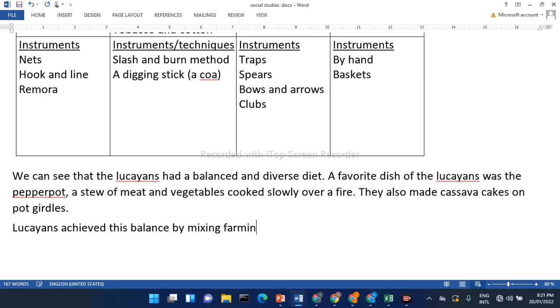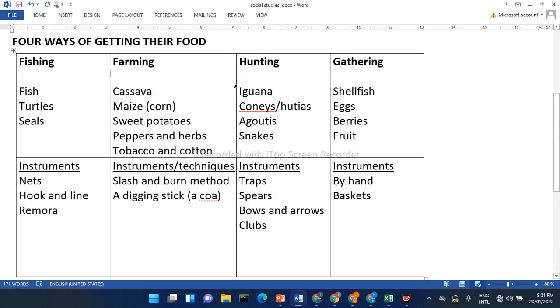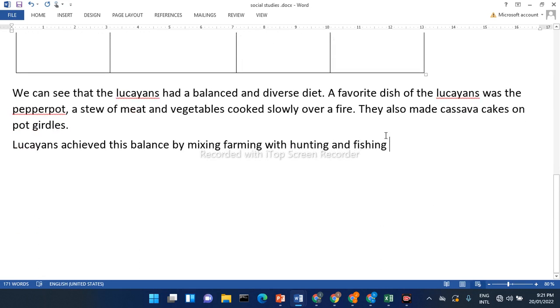So they farmed. So not only did they farm, but they also hunted. By mixing farming with hunting and fishing, that's how they achieved the diversity that they got. Because they farmed, they hunted, and they also gathered too. Alright, and they fished. So that's how they achieved the balance.